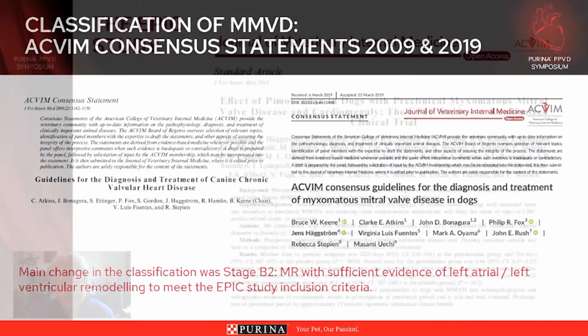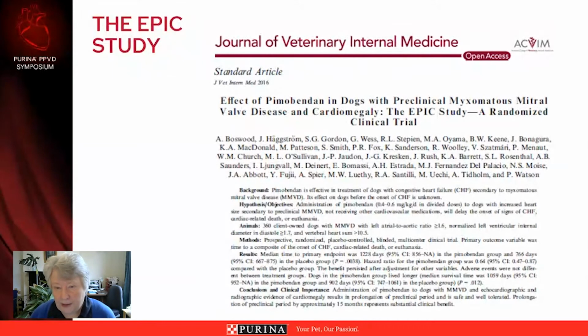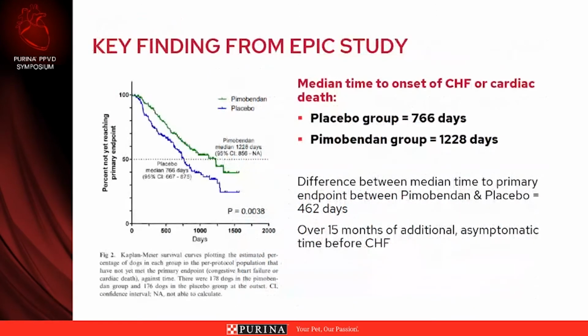So what is the EPIC study? The EPIC study was again published in the Journal of Veterinary Internal Medicine by Adrian Boswood and a number of international collaborators, and it looked at the effect of pimobendan in dogs with remodeling, so left atrial and left ventricular enlargement due to mitral regurgitation. They were in the preclinical stage and they were randomized to receive either pimobendan or placebo. And the event that they were interested in was either onset of congestive heart failure or a cardiac death. So these are Kaplan-Meier graphs, and so you've got 100% of the dogs all in the study. In the green we have the pimobendan, in the blue we have the placebo.